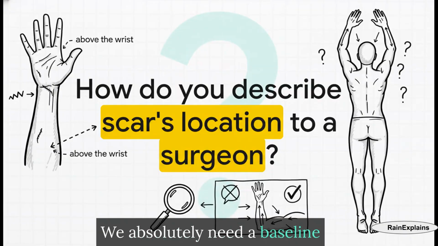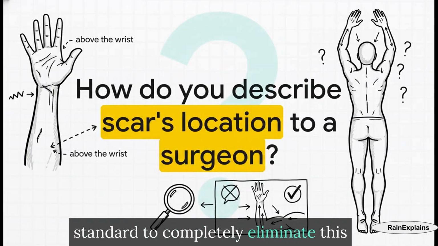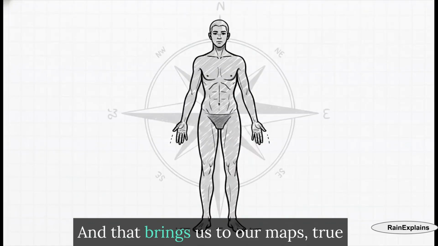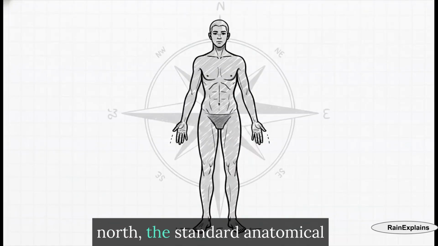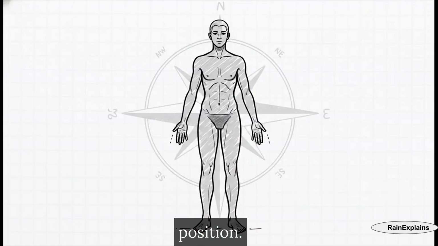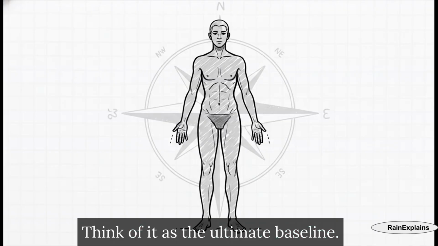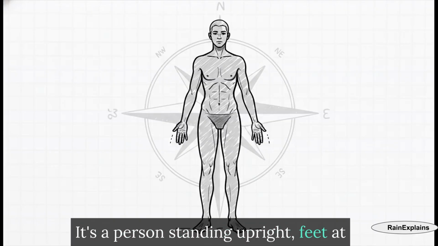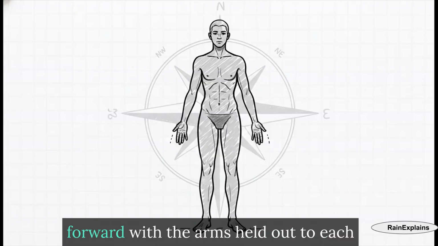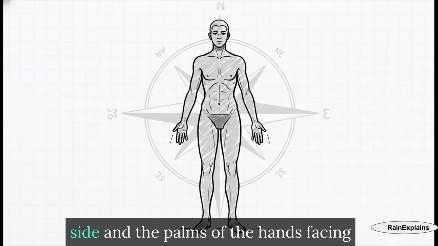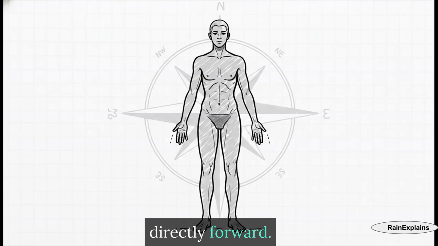We absolutely need a baseline standard to completely eliminate this confusion. And that brings us to our map's true north, the standard anatomical position. Think of it as the ultimate baseline. It's a person standing upright, feet at shoulder width and parallel, toes forward, with the arms held out to each side and the palms of the hands facing directly forward.